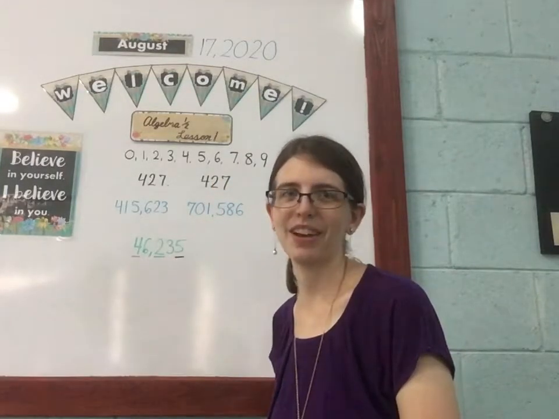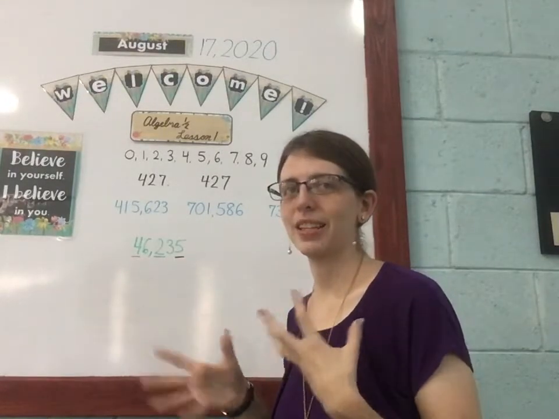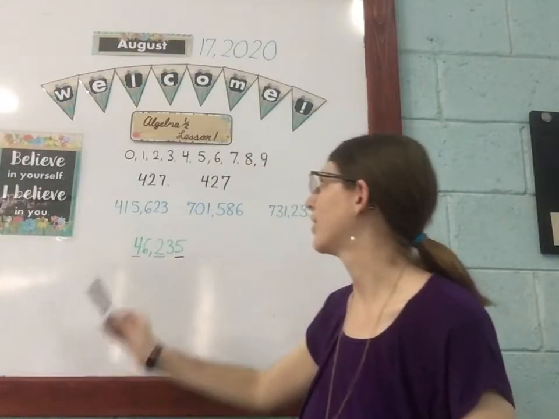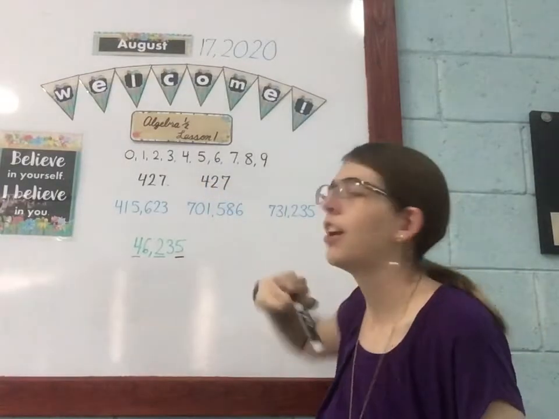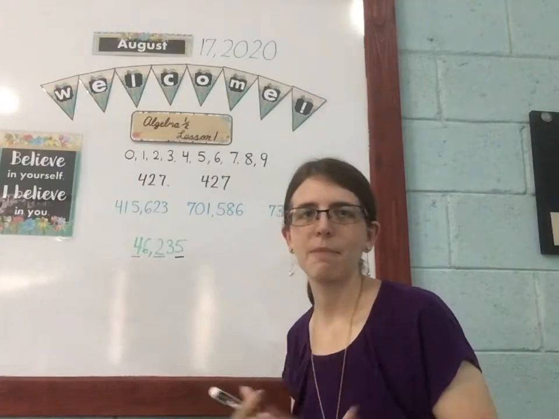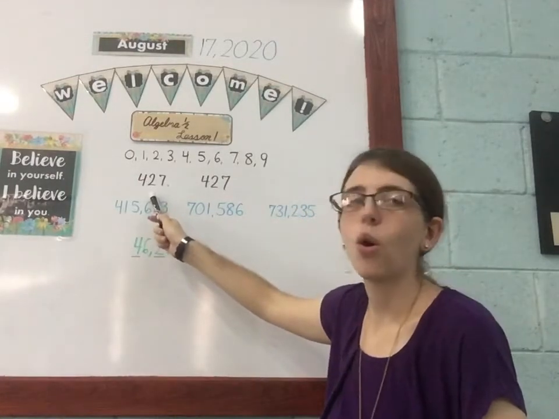Whole number place value. So, a whole number, that is made up of digits. The digits are just these numbers. 0, 1, 2, 3, 4, 5, 6, 7, 8, 9. Those single numbers, we call them digits, and we put them together to make up other numbers. So 427, that's a whole number.